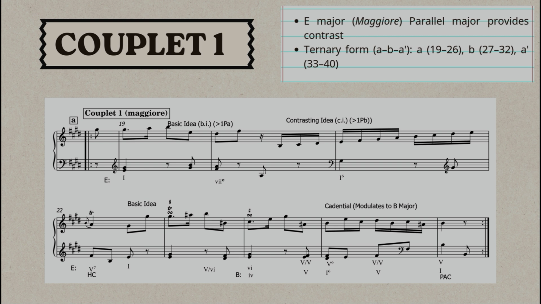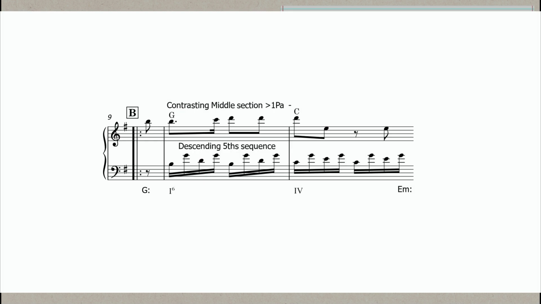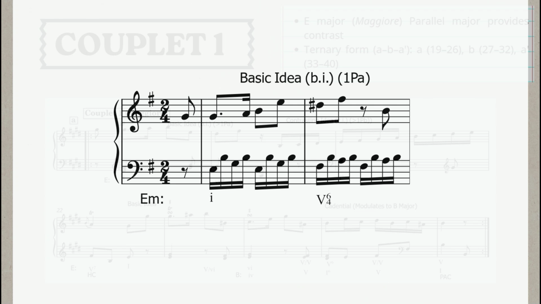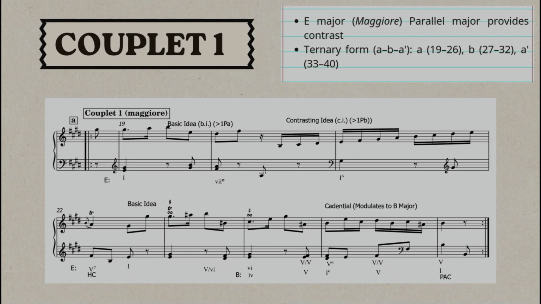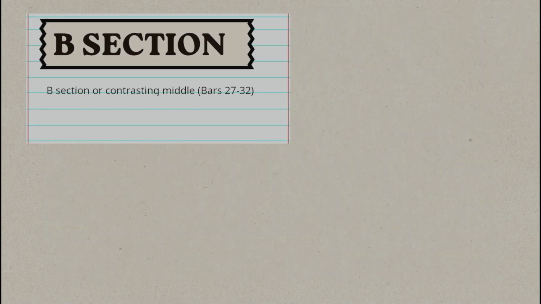The A section, from bar 19 to 26, introduces a new theme in E major, marked derivative 1PA, which means that the motivic material derives from the basic idea 1PA. This motive is lighter in character and texture, with an intermittent accompaniment.